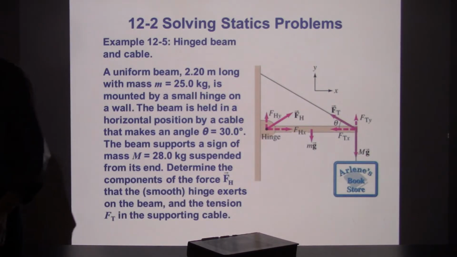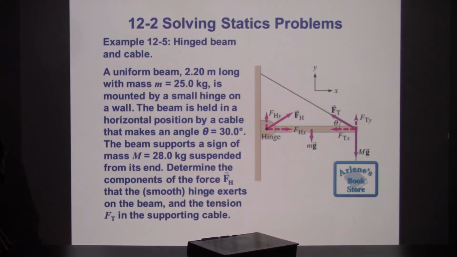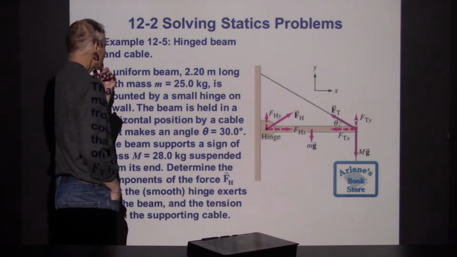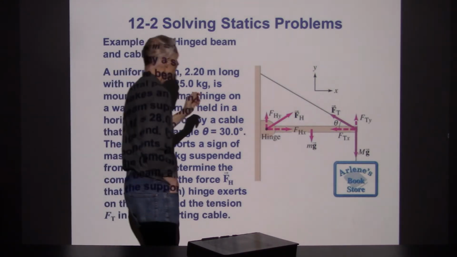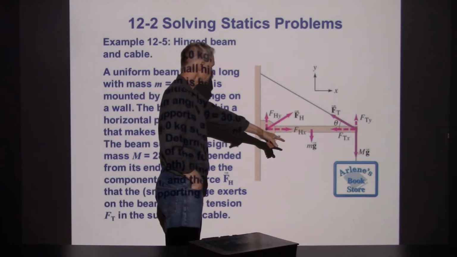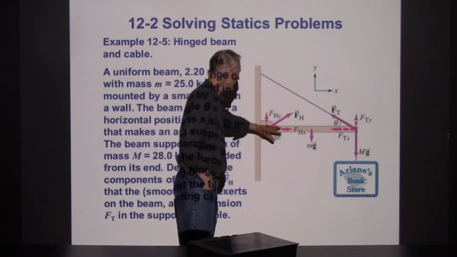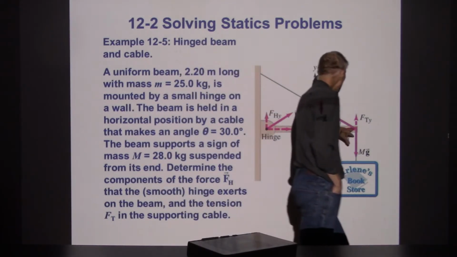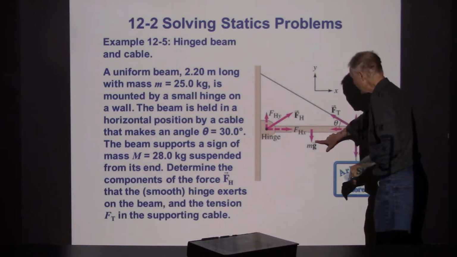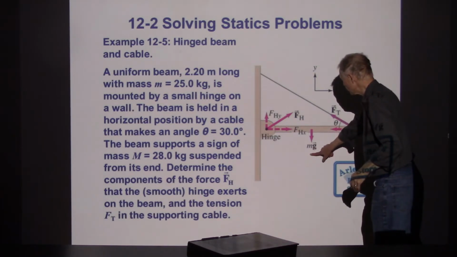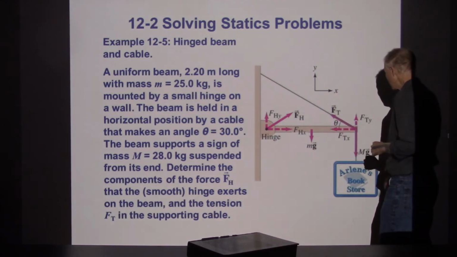All right, here is a hinged beam. So let's see what we've got here. Here is a sign that is being held up. There's a beam that runs along here. Apparently it has some mass. There's its gravitational force pulling down on it.